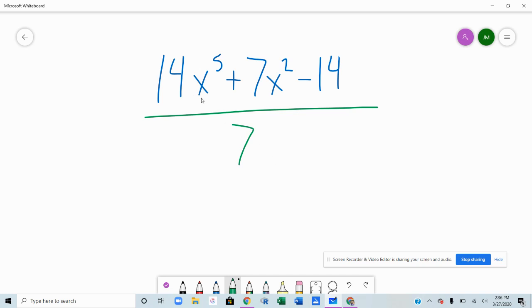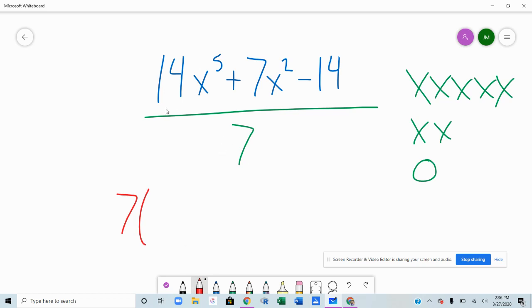Then we look at our variables. We've got an exponent of 5, an exponent of 2, and no variables here, which means an exponent of 0. So 5, 2, and 0. Or if you write them out, you've got 5. The next one is 2. The last one doesn't have any. So you can't cross anything out, which means your GCF is just the number 7.